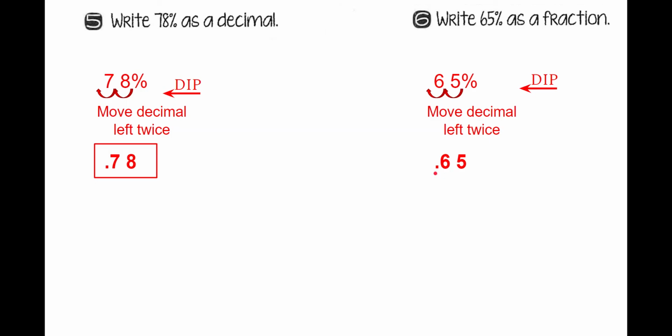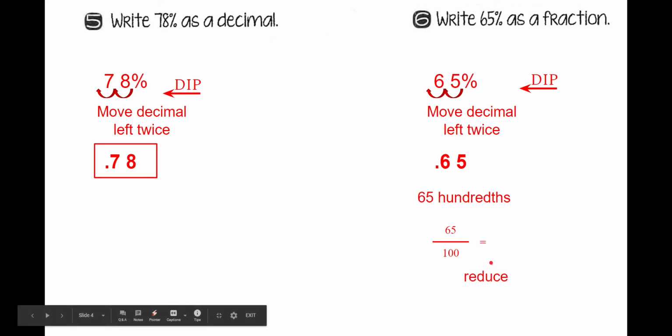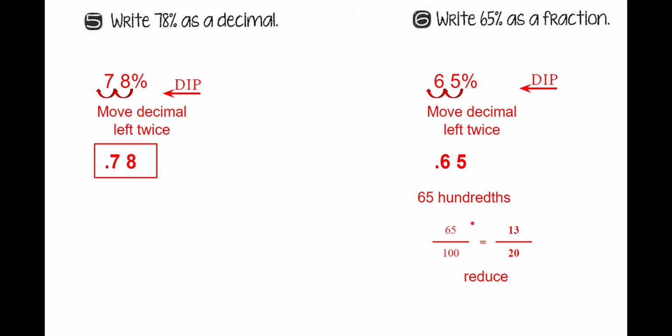Now from here, to turn it into a fraction, remember 0.65 is just 65 hundredths. So you would write 65 over 100, and you reduce if you can. 5 goes into both of them, and so if you divide both by 5, you should get 13 over 20. So now you know how to do conversions between fractions, decimals, and percents.